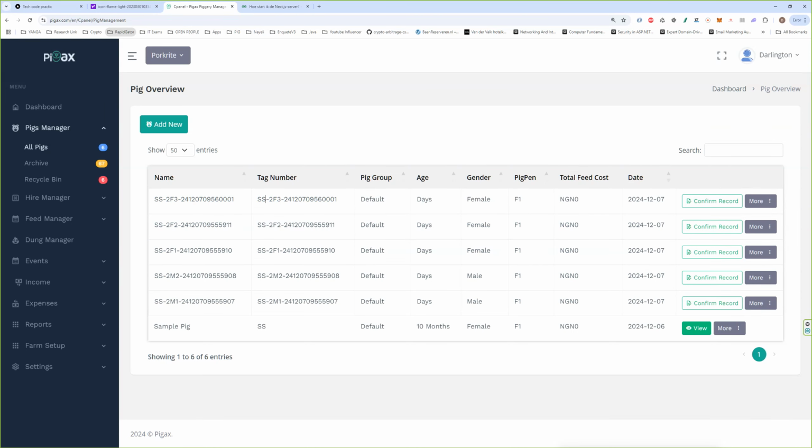Thank you very much. So this is the system that PIGAX uses. It has been working effectively. No farmer has ever complained. I think they've been using it and it's just easy, smooth. But now this farmer wants something different.